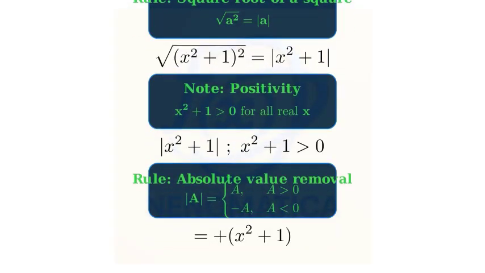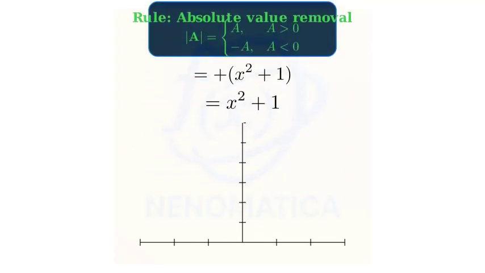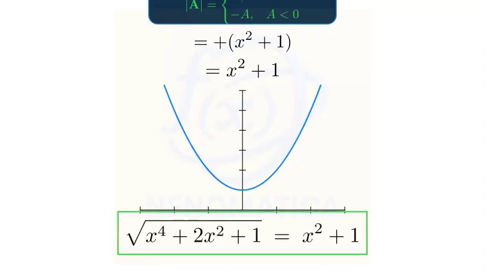Step 5. Finally, we drop the unnecessary positive sign to get the simplest form. The result is x squared plus 1. As a quick visual check, the graph of y equals x squared plus 1 is a parabola shifted up, so it never touches 0. That is why the absolute value disappears. Therefore, the simplified value of the original radical is x squared plus 1, valid for all real x.